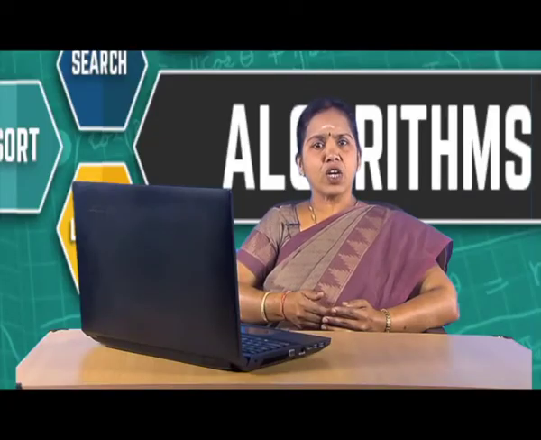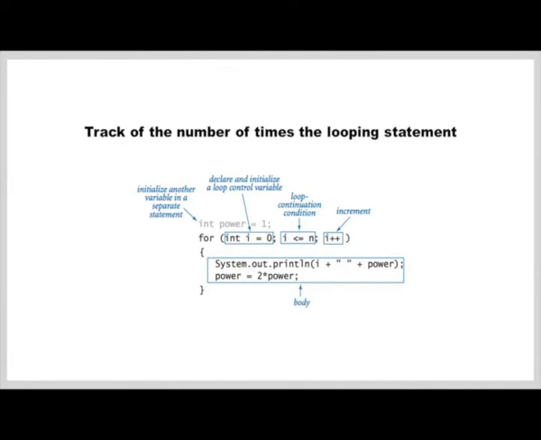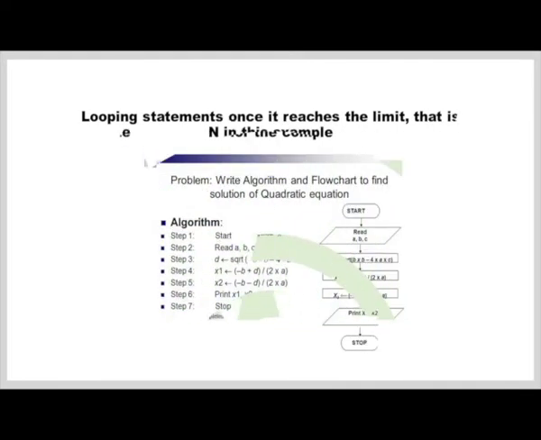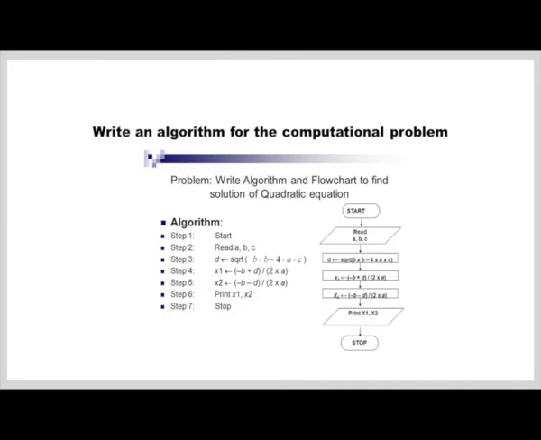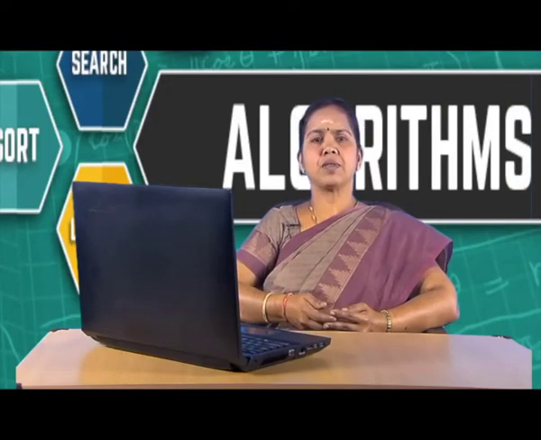Suppose in the algorithm, can you tell the purpose of using the variable count? It is used to keep track of the number of times the looping statements have been executed so far, and to stop the execution of the looping statements once it reaches the limit, that is n in this example. Wow! We have learned how to write an algorithm for a computational problem. Let us try out some examples.